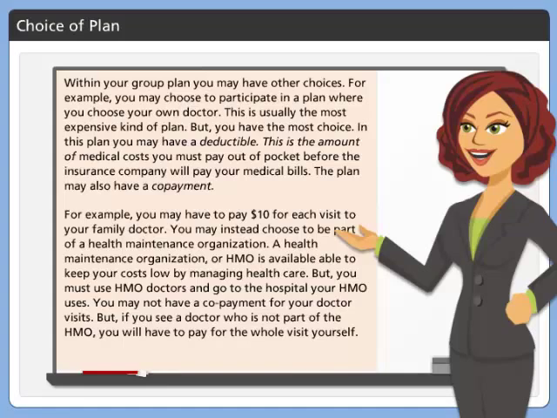You may instead choose to be a part of a health maintenance organization. A health maintenance organization, or HMO, is available to keep your costs low by managing health costs. But you must use HMO doctors and go to the hospital your HMO uses. You may not have a copayment for your doctor visits, but if you see a doctor who is not part of your HMO, you will have to pay for the whole visit yourself.